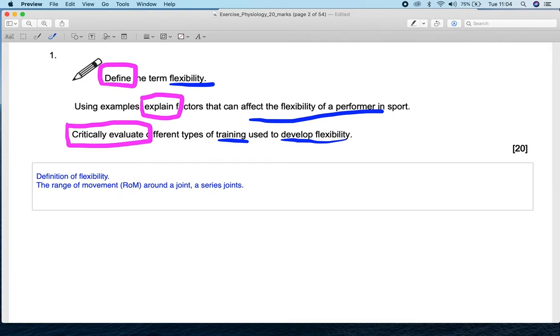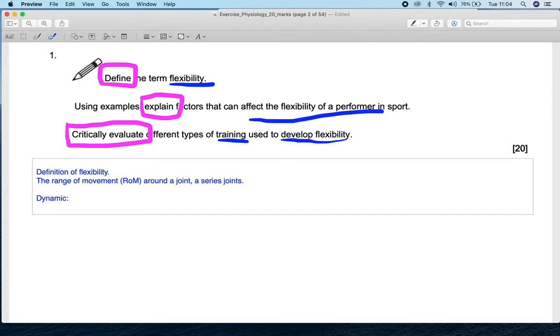So we've defined it. Now that's very basic knowledge. That's something you would pick up from a GCSE section that we would talk about. But what we need to think about in terms of our A level is the 2 different types of flexibility that we have. So we have something called dynamic flexibility, and we have something that is called static flexibility.